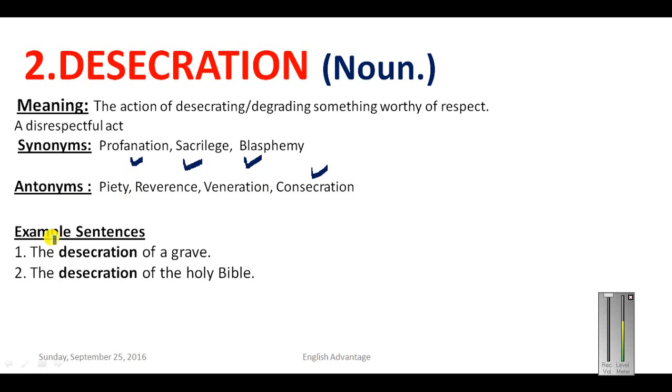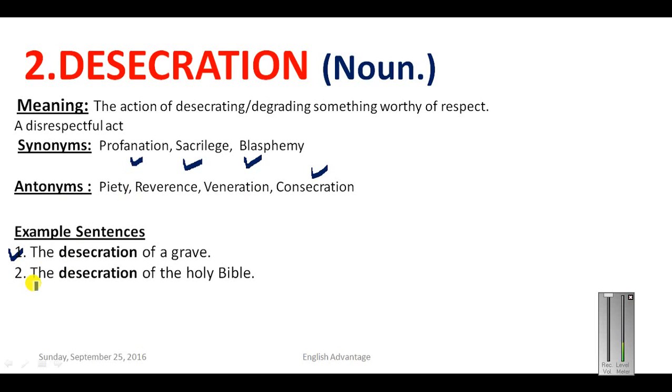Now the example sentence for this word is: the desecration of a grave. Degrading the grave means to take out the stones that are put there, or to write down something abusive on the walls of the grave. All these acts are called desecration of a grave.